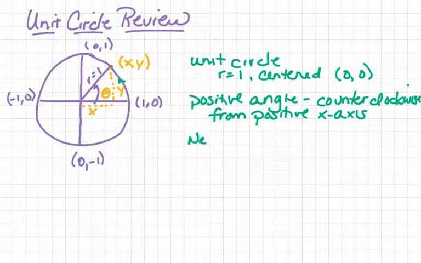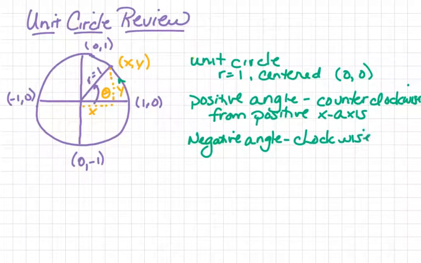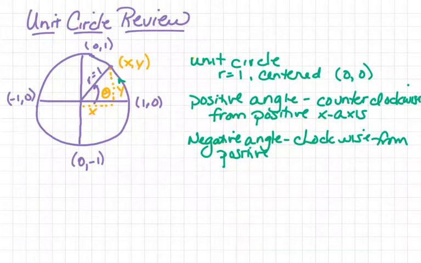A negative angle is going to be an angle that's created by a clockwise movement from the positive x-axis. So we're going to go clockwise. And I know most of this should be a review, but it always is helpful to get a good review of the unit circle and the trig functions before we get started, and where they came from.